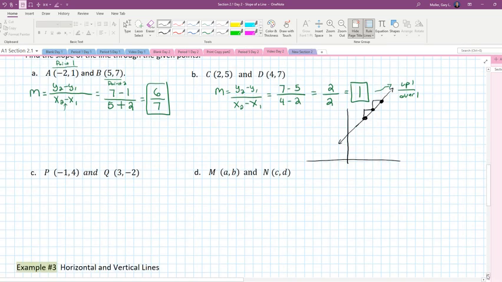All right, let's do 2 more. My slope is, I'll just write the formula again.